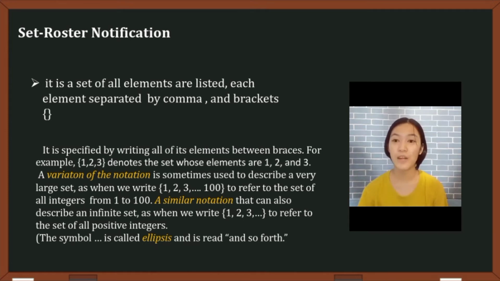And a similar notation can also describe an infinite set, as when we write open and close braces 1, 2, 3, and so forth to refer to the set of all positive integers. The symbol for this is called an ellipsis, or when we read it, we say and so forth.